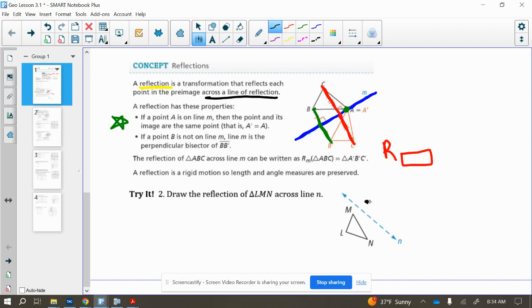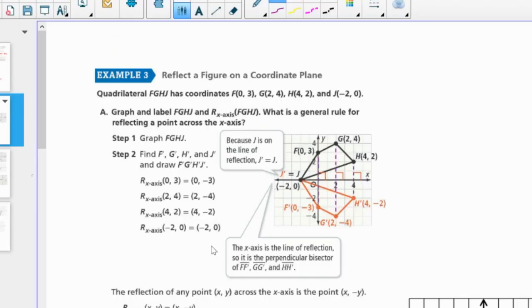Well, again, you want to make sure you start, if M looks to be a certain distance away, M prime is that same distance on the other side. Same thing with the L, it's further out from here. L prime would be that far, and then N, again, same distance on the other side of that line of reflection, N prime. And again, these apostrophes, we call those the prime.